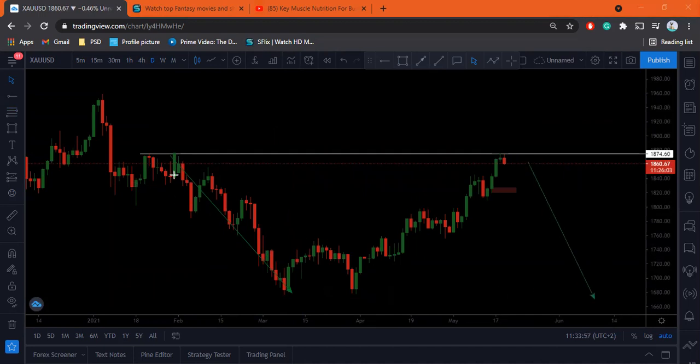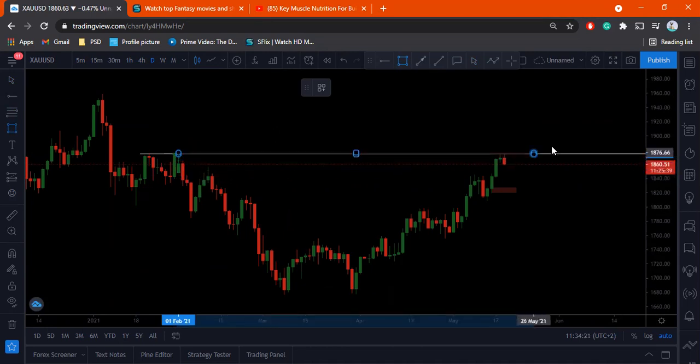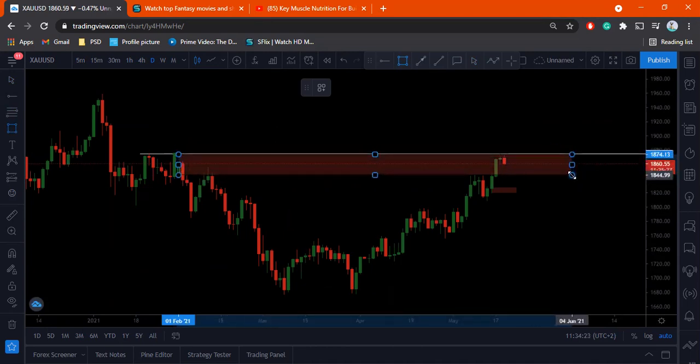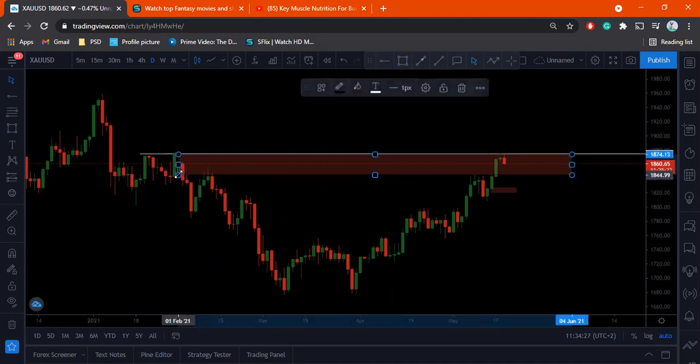So we want the last bullish candle before the drop happened. And that would be this candle right here. So if we have that candle as our order block, we want to highlight it, let's say around this area. We want to highlight this area. Okay, so now we have our order block.